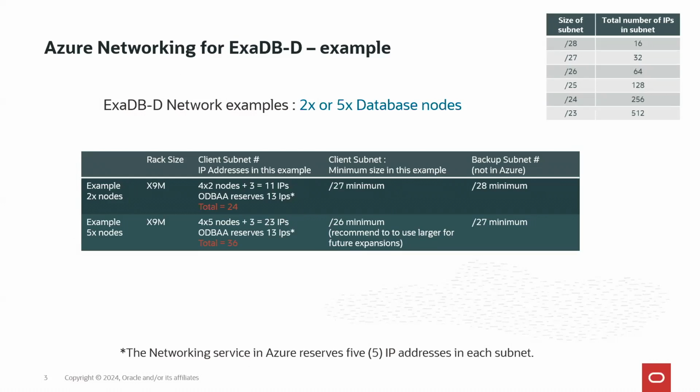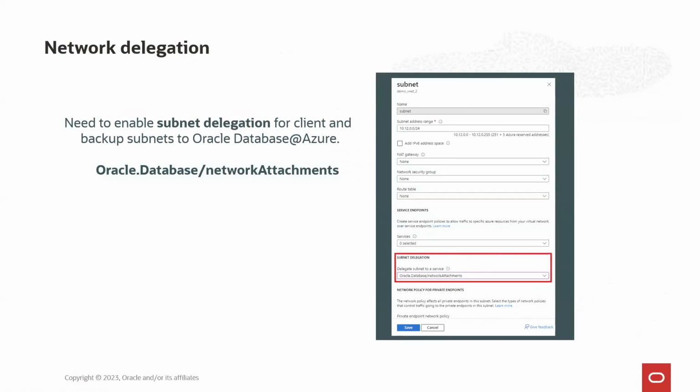That means that a minimum client subnet needs to be a /27, which comes down to 32 IP addresses for a 2-node cluster. If you extend that to a 5-node cluster, for instance, then you would need to have a minimum of /26. As mentioned before, we need to do the subnet delegation. But this is where I hand over to you, Kishore.